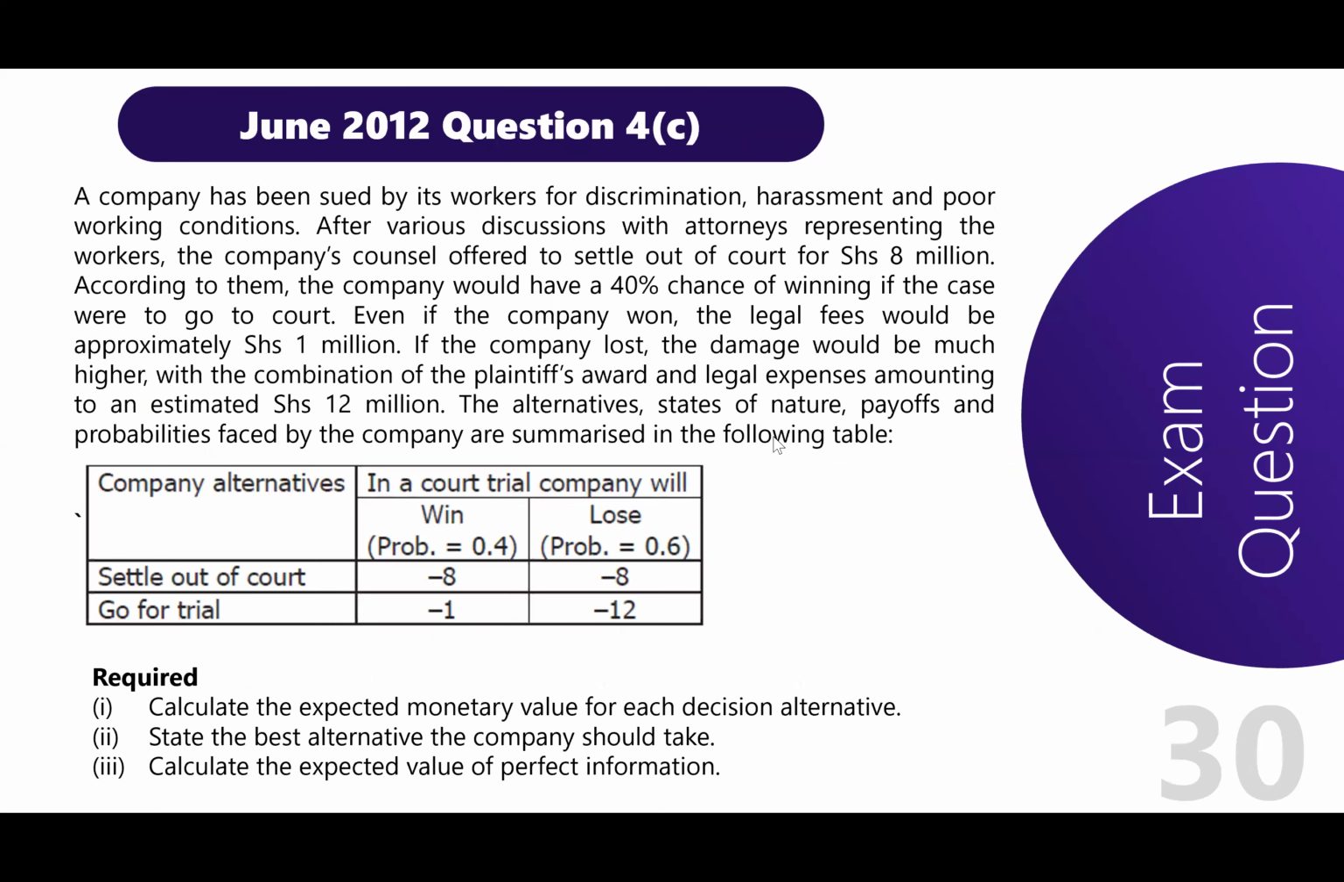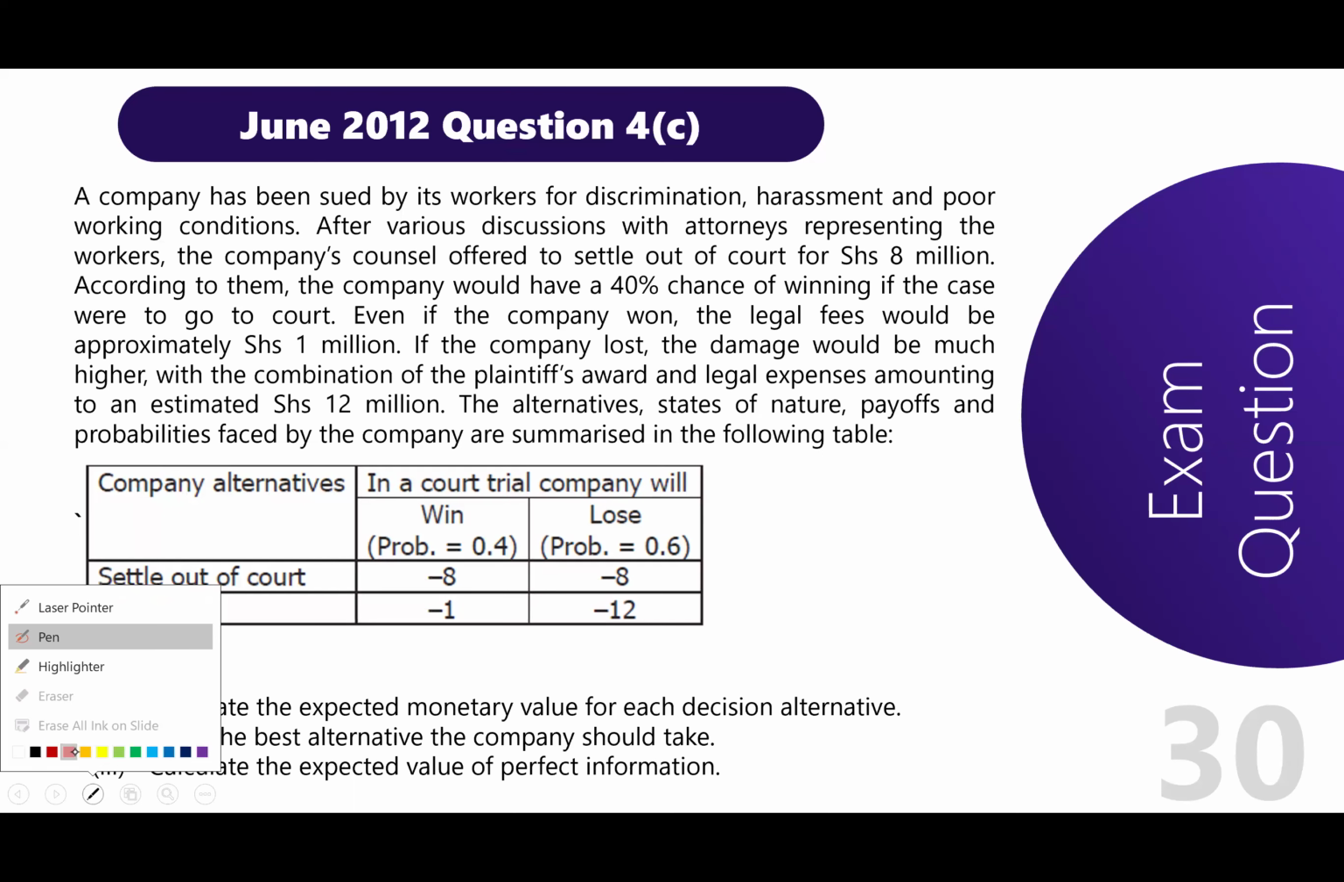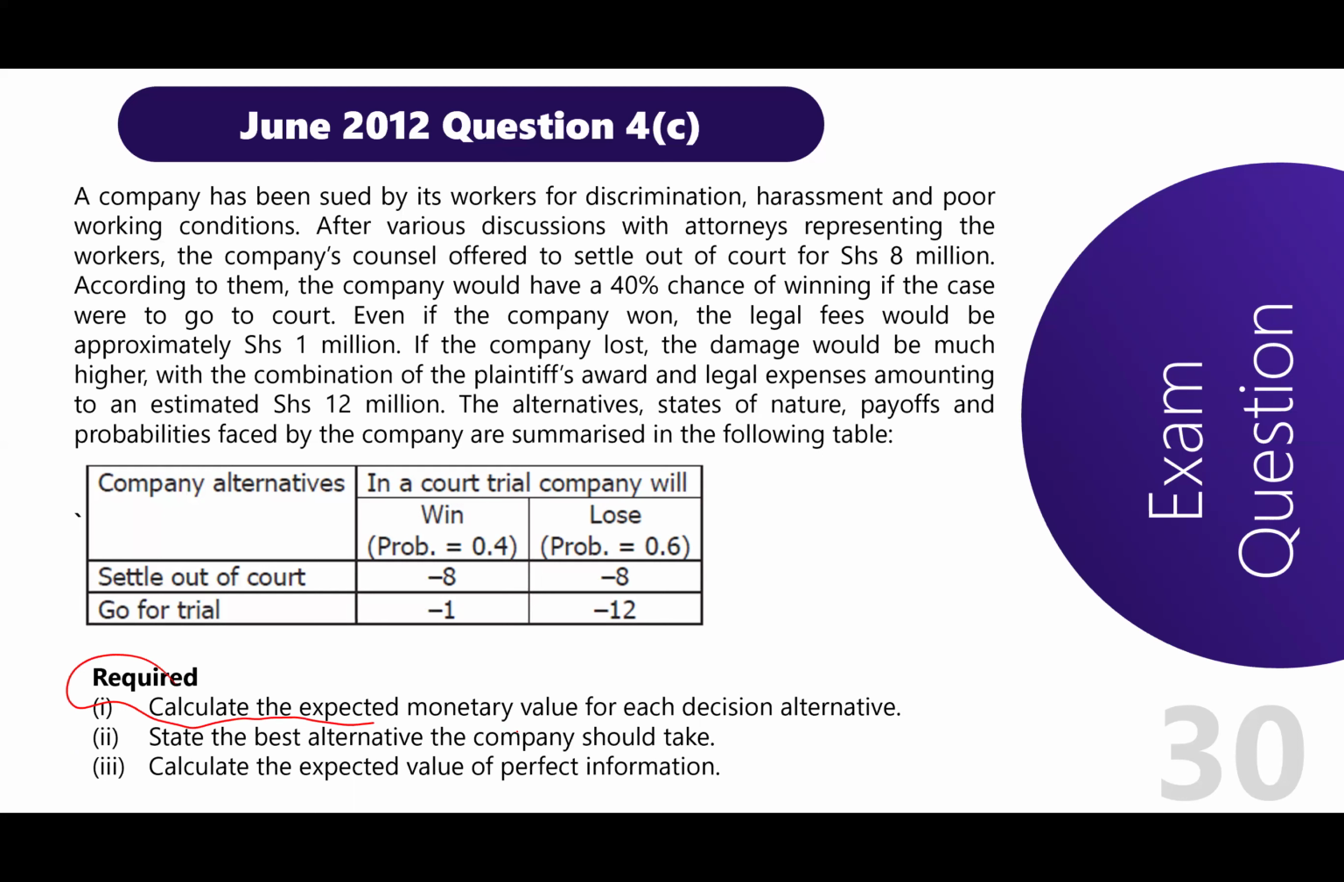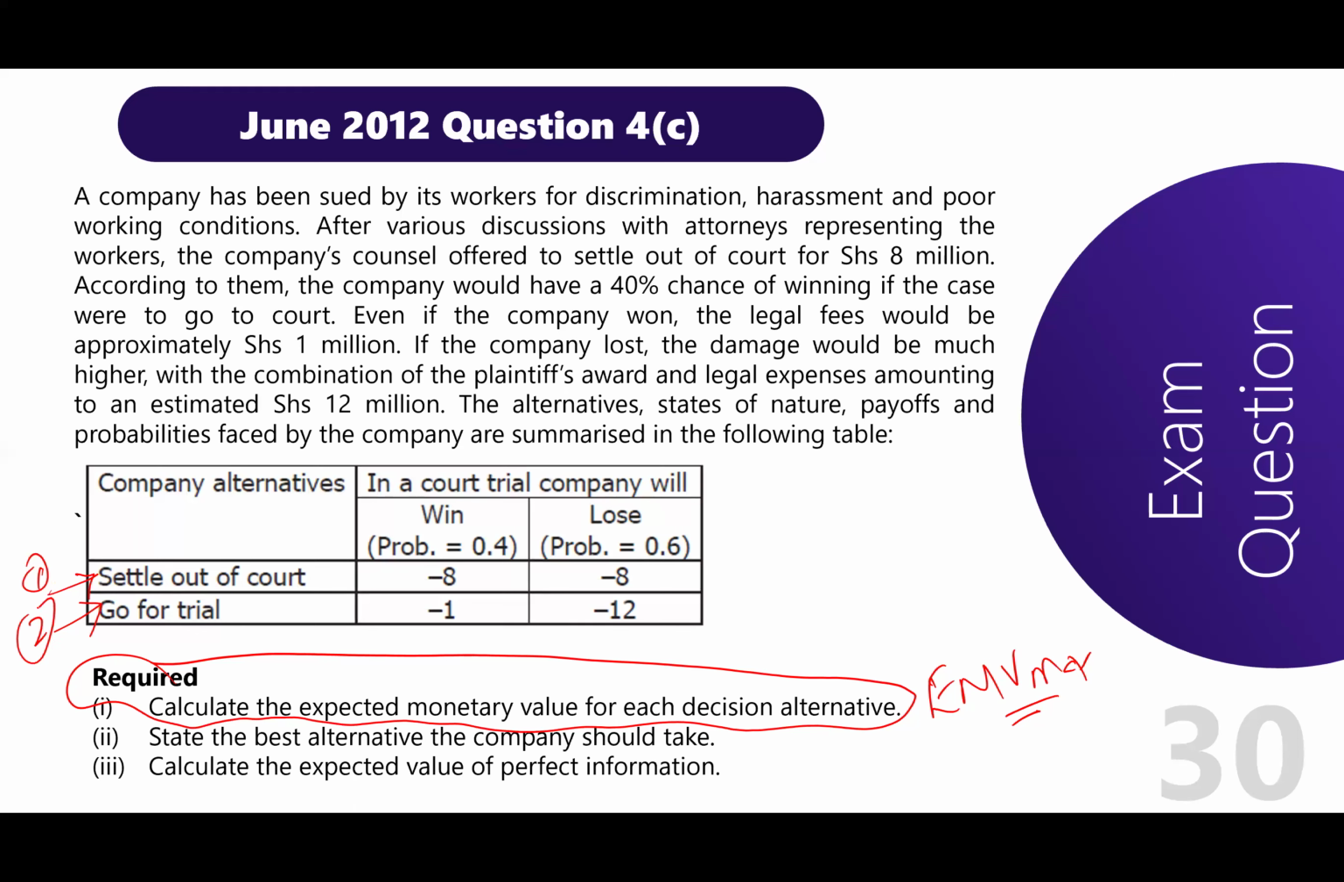Okay, so we are going to go through June 2012, but before I do anything, I need from each one of you Roman 1, because I've already demonstrated how we get the expected monetary value. So before we calculate the expected value of perfect information, we determine the expected monetary value maximum. What I need from you is the expected monetary value for the two alternatives. One is settle out of court. Number two is go for trial. So let's do that. We continue.